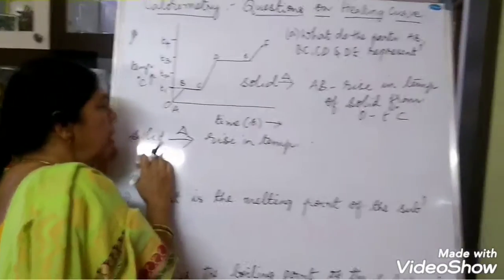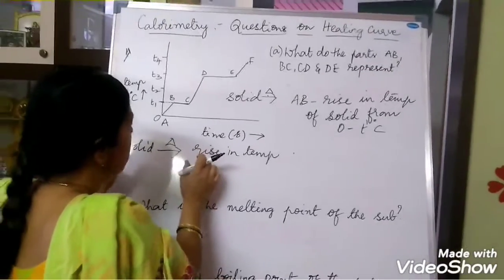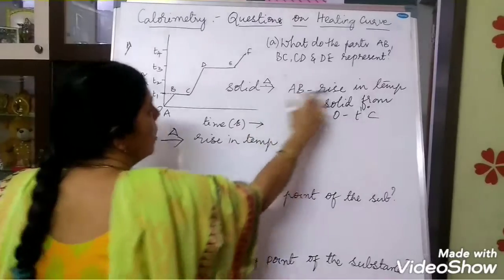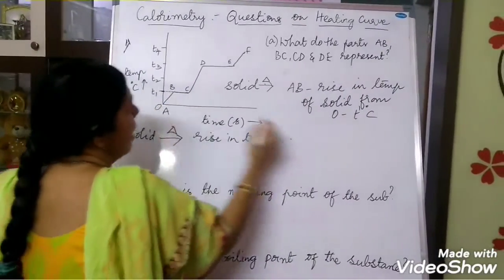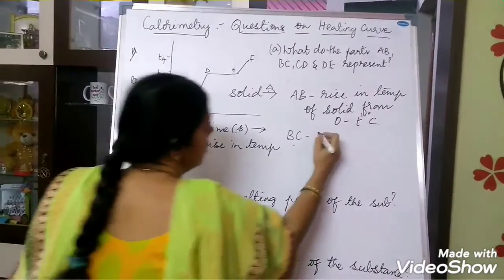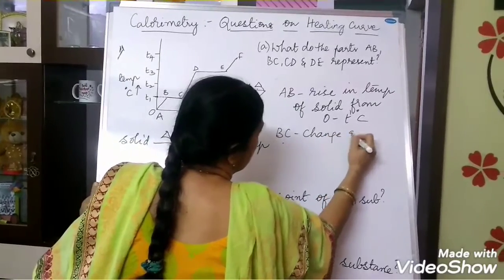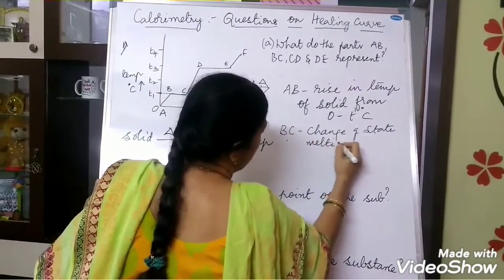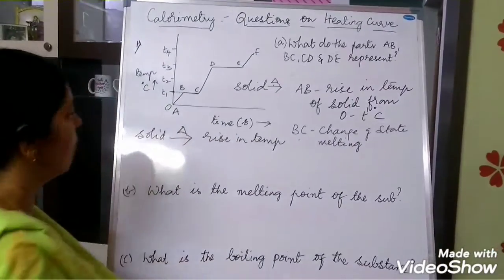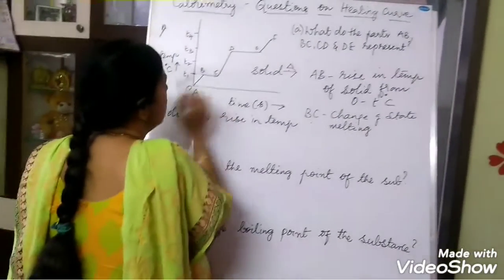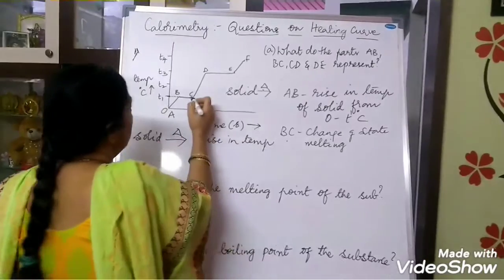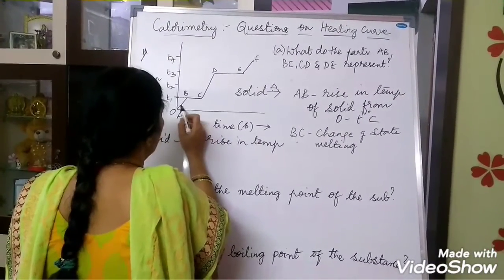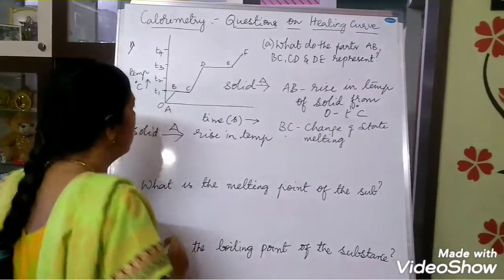Now we have considered a solid, so initially when I start heating a solid, there is a gradual rise in temperature for the solid. So AB represents rise in temperature. The part BC in the graph represents change of state. And what process will be taking place? Melting will be taking place for the solid. So BC represents melting. Now when the temperature remains constant, the solid will be getting converted to liquid.